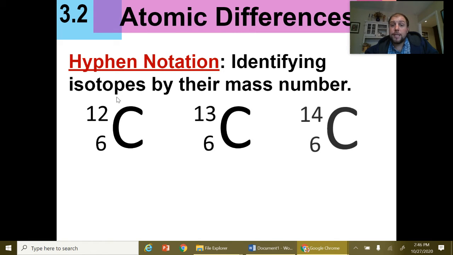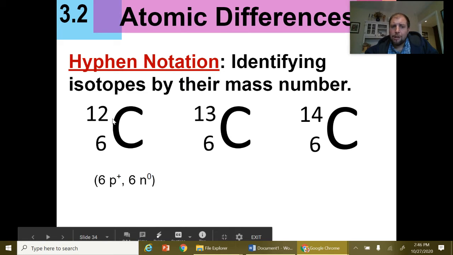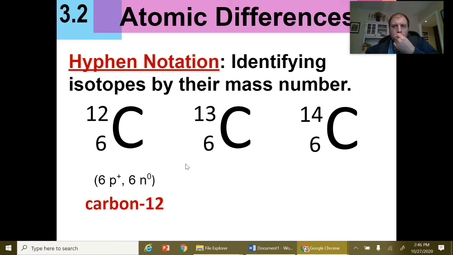So here are 3 isotopes of carbon. This first carbon right here has 6 protons because it's carbon and 6 neutrons, and so its mass is 12 AMU, and so we'd call this isotope carbon 12 or C12.